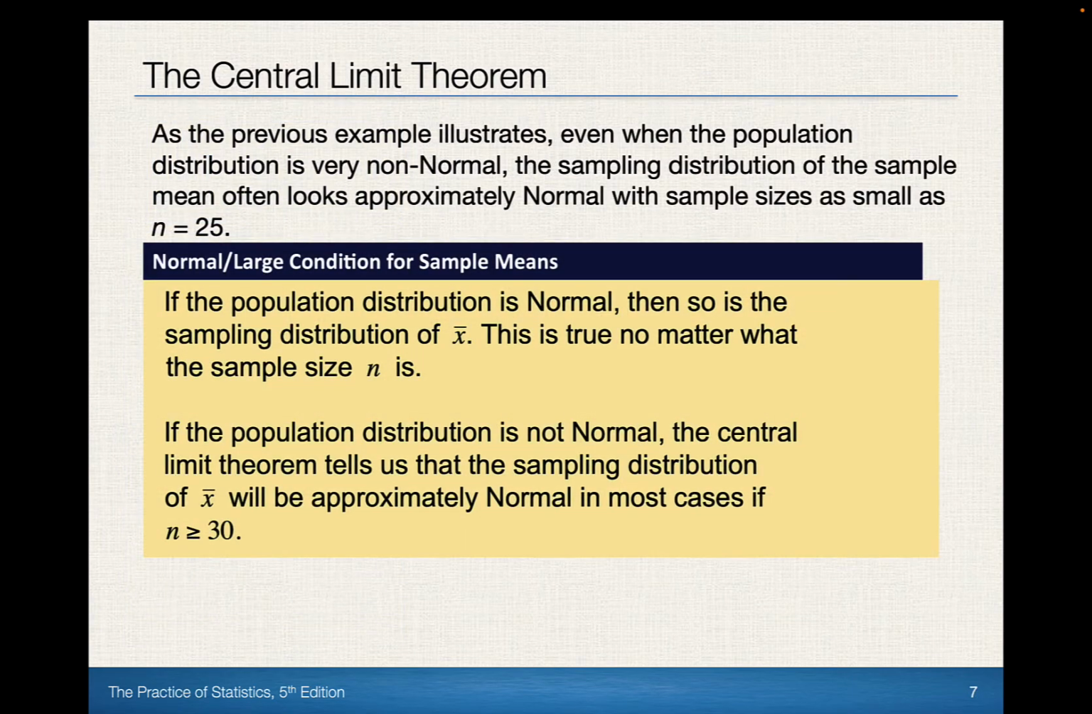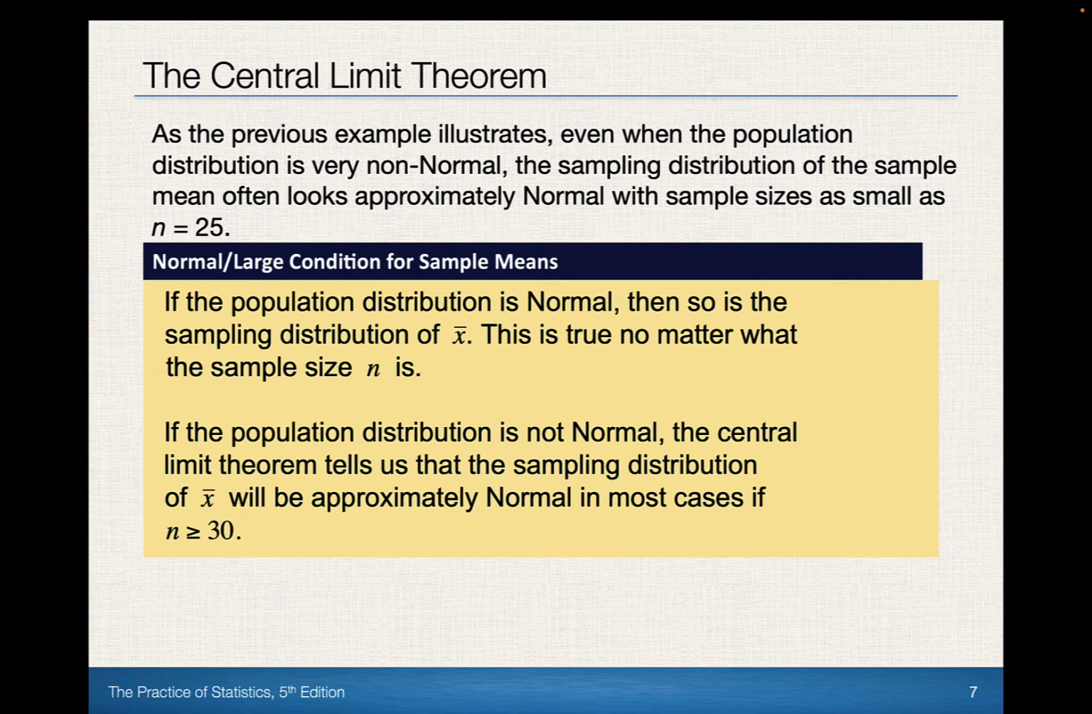So if we have a sample size that's a little larger than 25, where 30 again is that magic number, it doesn't matter what the population distribution looks like. We will have a sampling distribution that is approximately normal with an unbiased estimator and a spread according to the other conditions that we need to satisfy, which of course is random sampling and the 10% condition.